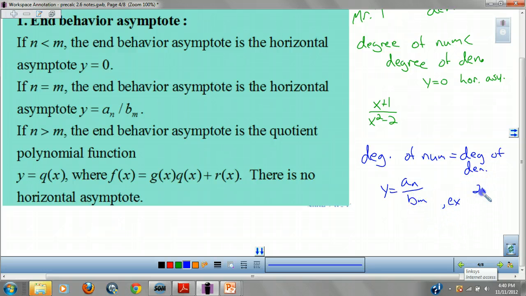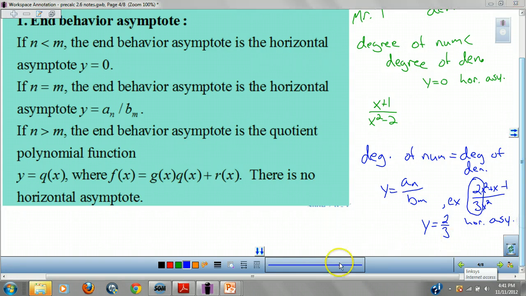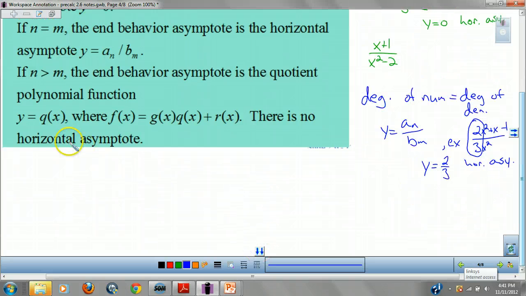So if you had 2x squared plus x minus 1 over 3x squared, your degree of your top is 2, your degree of your bottom is 2, so they're equal. So y equals 2/3. You grab these leading coefficients as your horizontal asymptote. Okay? And there's one more point to this one. Don't worry about the bottom part.